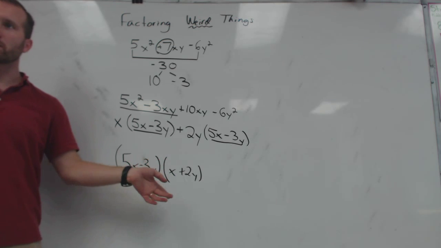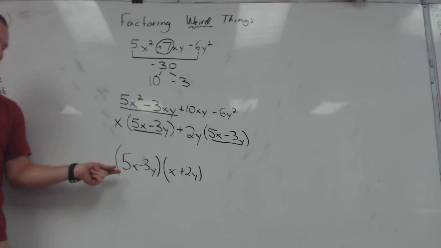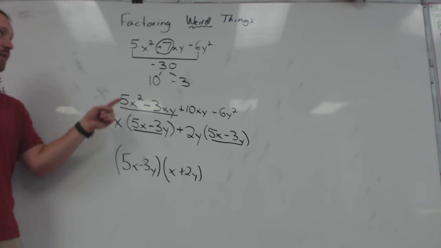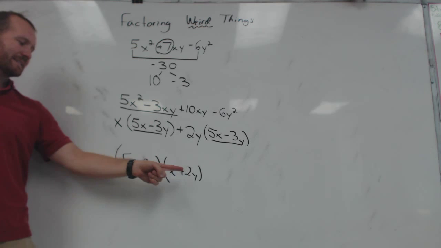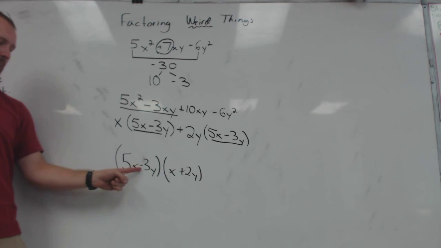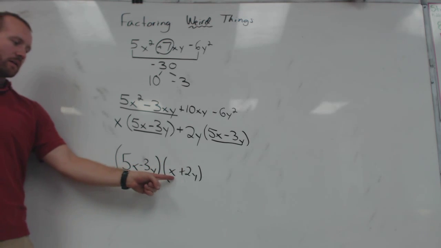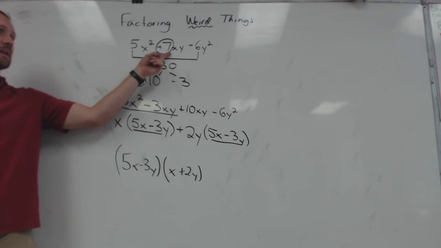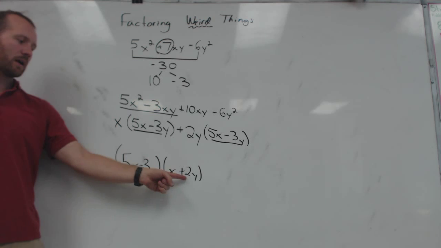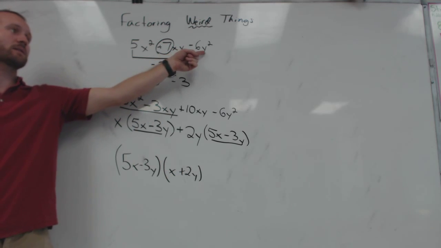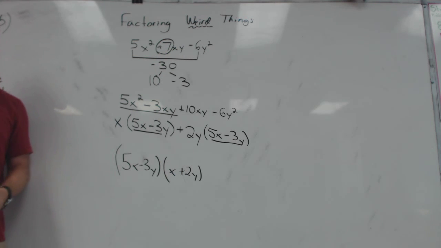I would recommend if you're doing a quiz or test that you FOIL this to check. We'll just do it out loud. 5x times x is 5x squared. 5x times 2y is 10xy minus 3xy. That gives me the 7xy. And then negative 3y times positive 2y is negative 6y squared. So that works if we FOIL it.